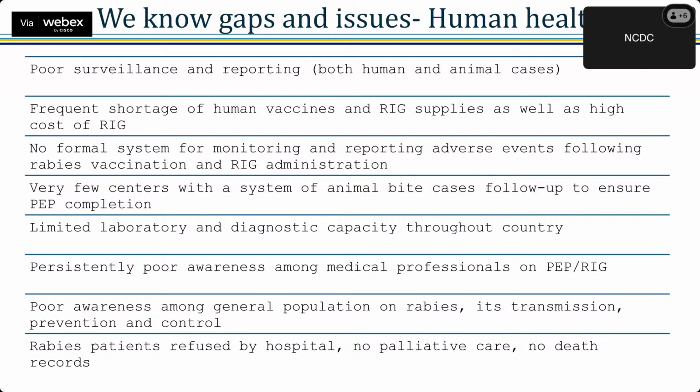The second gap we found is that there is a frequent shortage of the human vaccine, and availability of the rabies immunoglobulin is a bit challenging. These are very important components for the prevention of human transmission of rabies, and this was one of the major gaps we found during the gap analysis. No formal system for monitoring and reporting adverse events following rabies vaccination. Very few centers with a system of animal bite case follow-up and ensuring PEP completion.